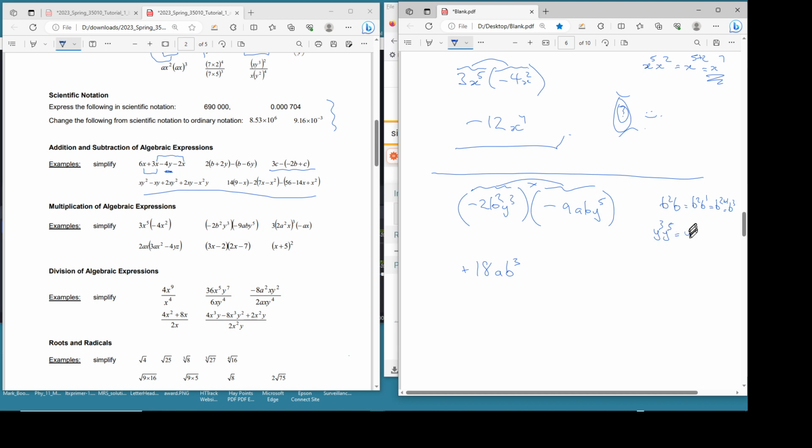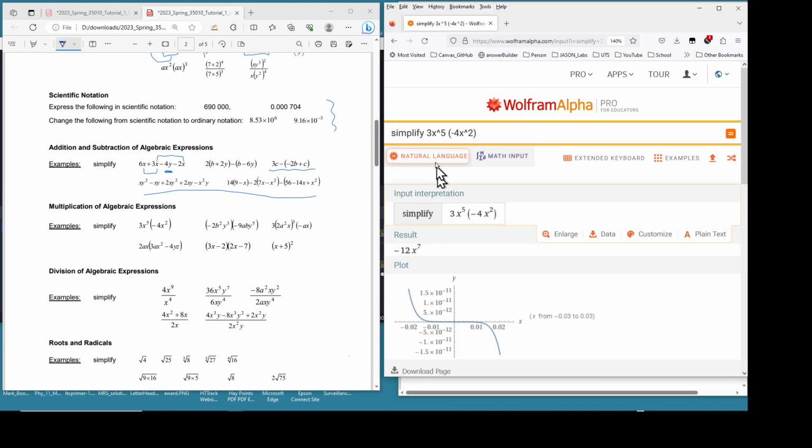Okay, so they're already there, so we're going to add them. And so we get y8, y8. You can use Wolfie to help. I don't mind you using Wolfie. I'm encouraging you to use Wolfie to help.